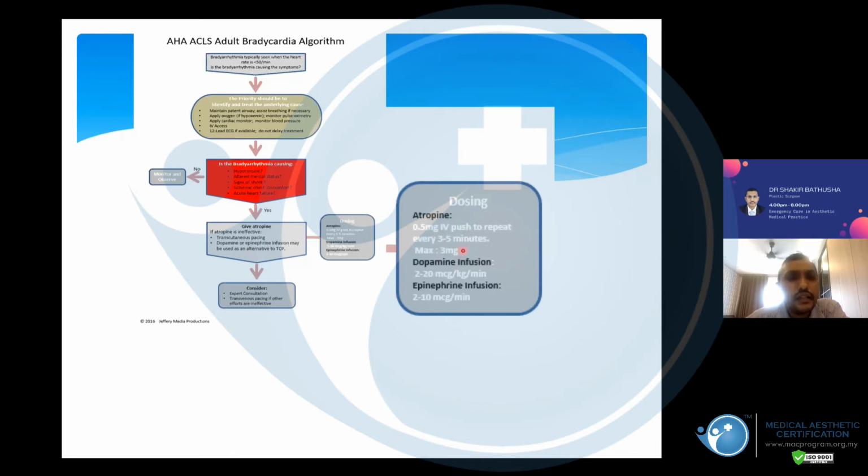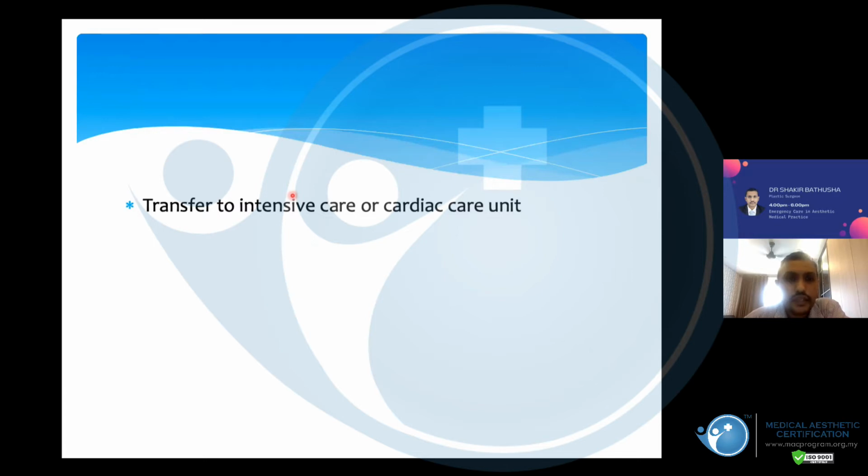If, let's say, despite that, you don't have an effective heart rate, then you need to transfer him to a center where they can do transcutaneous pacing, or they can start him on a dopamine or epinephrine infusion. Right? So you're at your clinic, you just stop at this level, and then get help. Okay, please do not be shy to get help, because that is the safest thing that you can do for your patient. Again, transfer to intensive cardiac care so that this patient will have a better outcome.